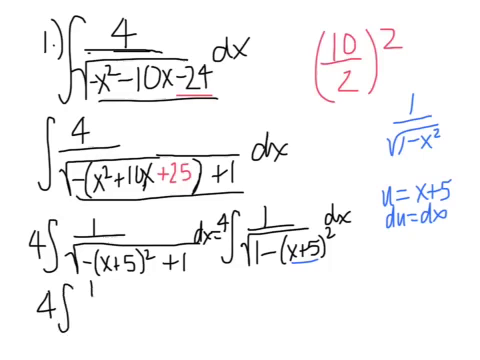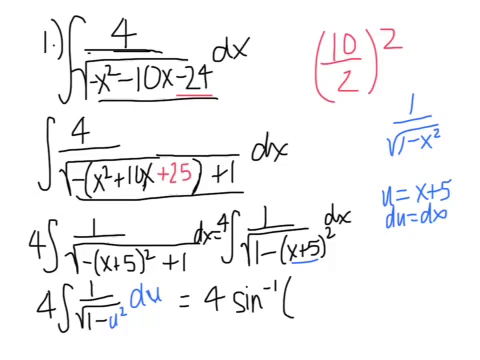So that's going to be 1 over the square root of 1 minus u squared. And our dx is going to become du. So our antiderivative is going to be the inverse sine of u, which is x plus 5 plus c.